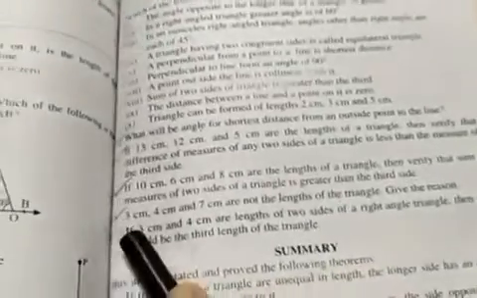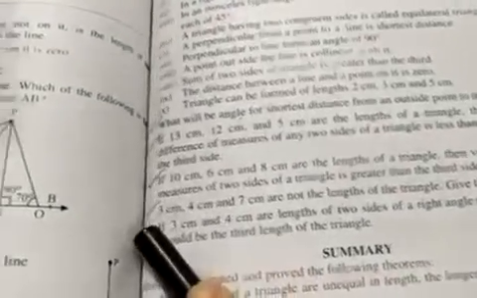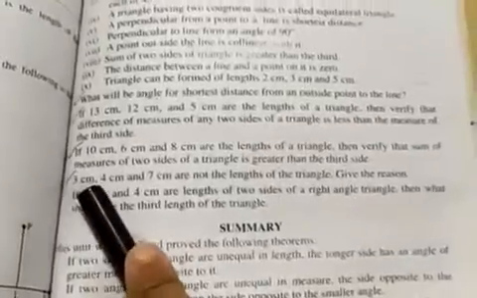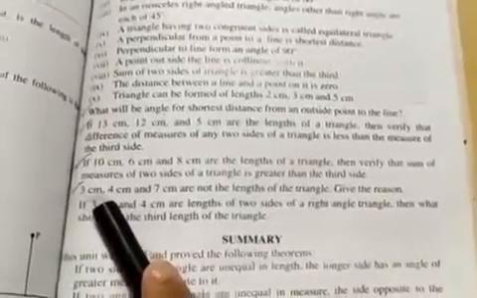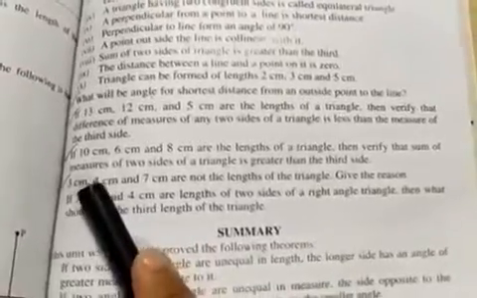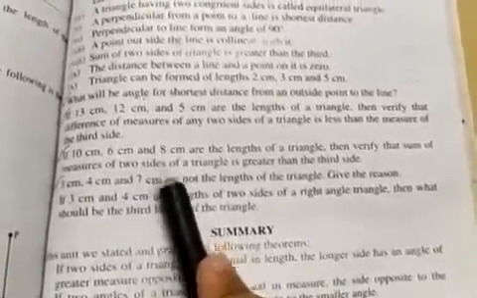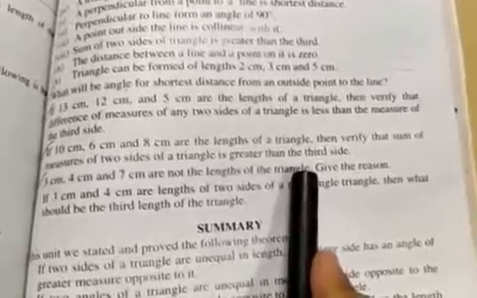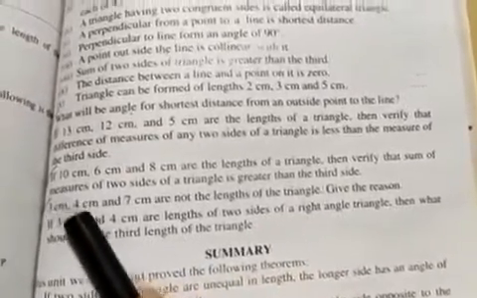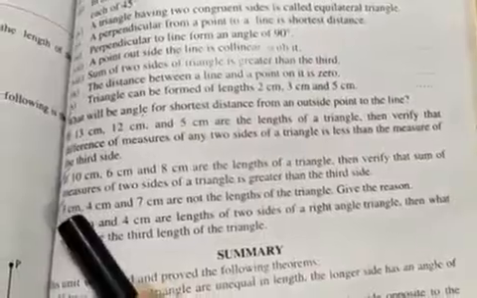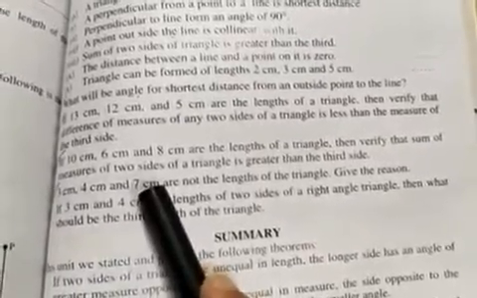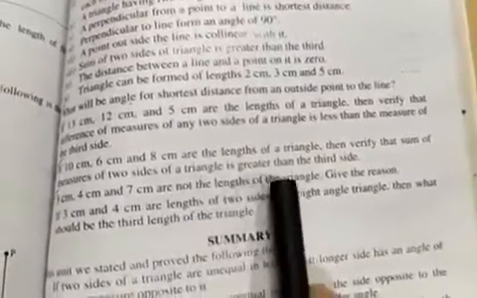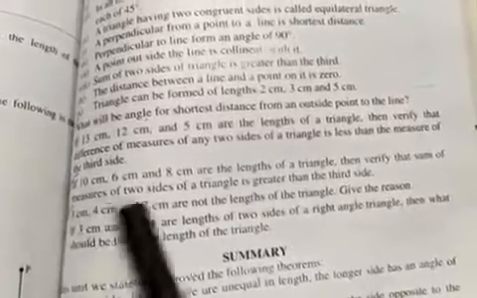Okay. After question number 4, we have question number 5 of review exercise 13. This is the last question of our review exercise. And the question is, if 3 centimeter, 4 centimeter, 7 centimeter are not the lengths of triangle. In this question, we have given 3 values, 3 centimeter, 4 centimeter and 7 centimeter. And it is saying they are not the lengths of the triangle. Give the reason. We have to give the reason why they cannot be the sides of triangle. So let's see the solution.